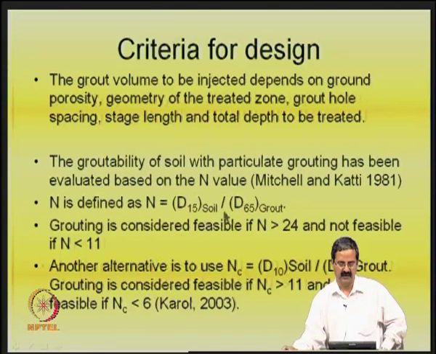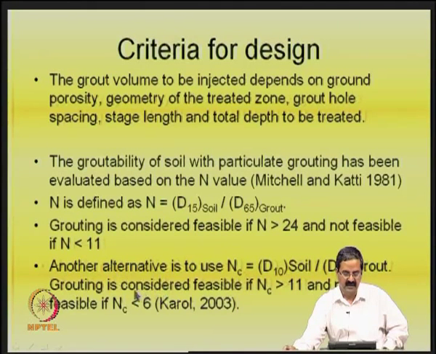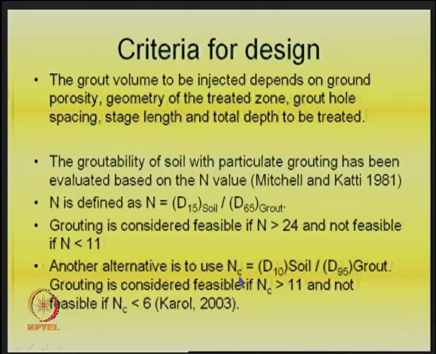So, there is some sort of criteria given in Mitchell and Katti, in a review of ground improvement techniques paper. Some people mention this other type of classification where they call it NC, and then they try to compare the D10 of the soil with the D95 of the grout, and if NC is more than 11 it is okay, but if it is less than 6 it is not okay.